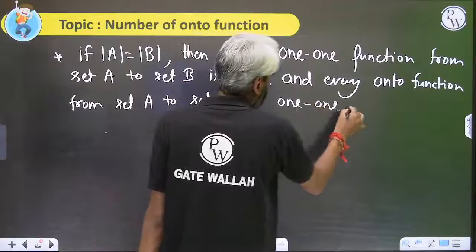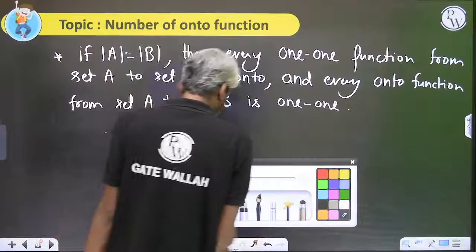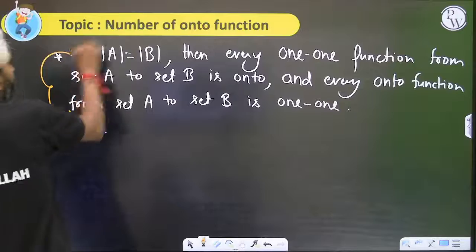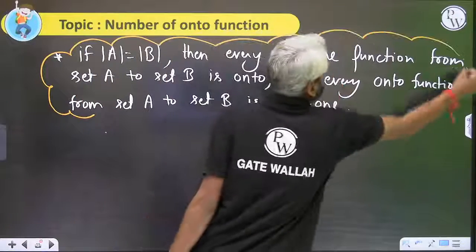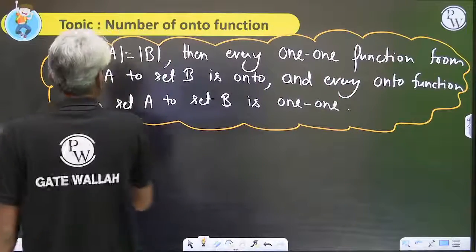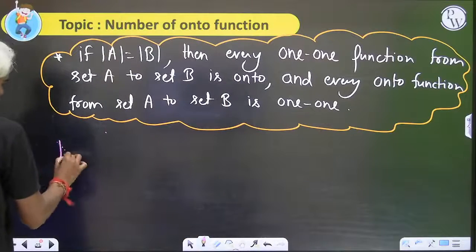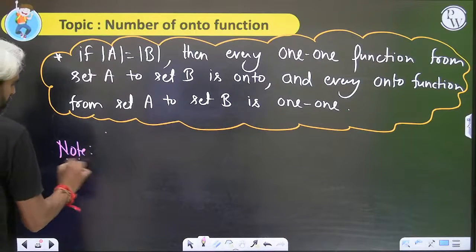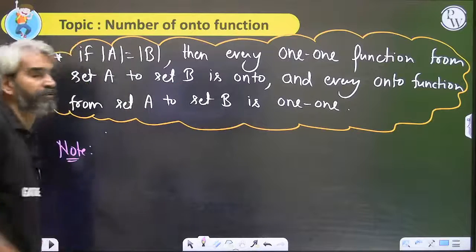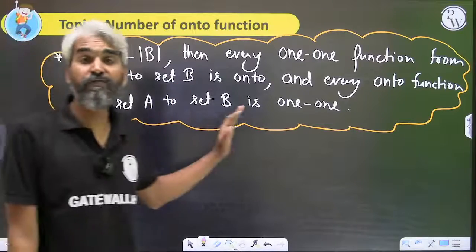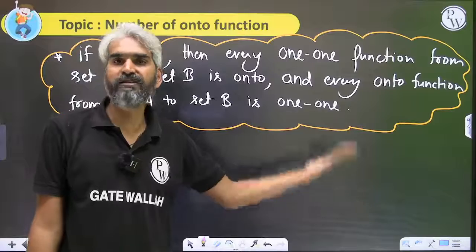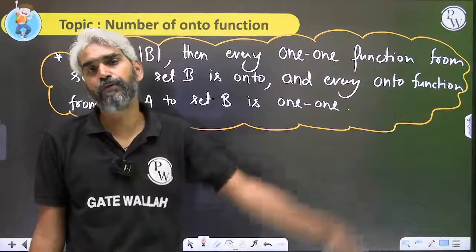So what can we say? That means if mod A equals mod B, then the number of one-one functions will be exactly the same as the number of onto functions. Note, because every one-one function is onto and every onto function is one-one. Therefore, the number of one-one functions will be exactly the same as the number of onto functions.